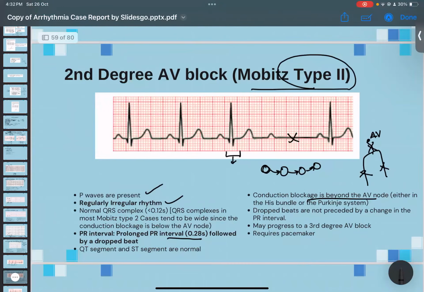And now drop beats, however, are not preceded with a prolonged PR interval. They're preceded with a long PR interval, but then this PR interval is the same as the others, okay? It's not preceded by a very long PR interval is what I meant. Now, this can progress. Type 2 is kind of dangerous because it will progress to complete third degree AV block, and that's why it might require pacemakers.